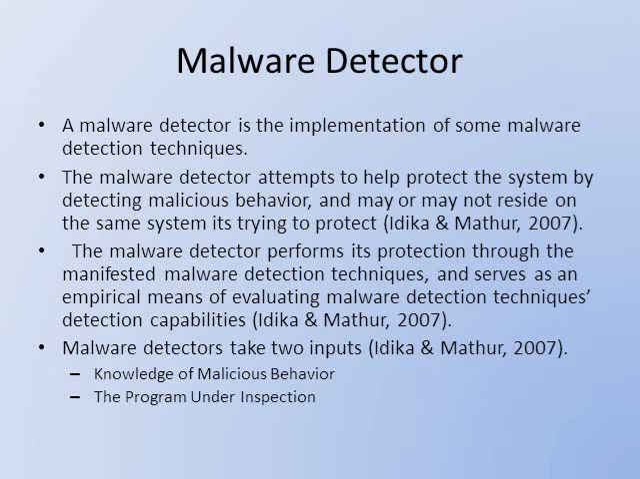Malware detectors take two inputs: knowledge of malicious behavior and the program under inspection. There are two different types of detection for knowledge of malicious behavior. The first is anomaly-based detection. In anomaly-based detection, the inverse of this knowledge comes from the learning phase. So theoretically, anomaly-based detection knows what is anomalous behavior based on the knowledge of what is normal. Since anomalous behavior subsumes malicious behavior, some sense of maliciousness is captured by anomaly-based detection.